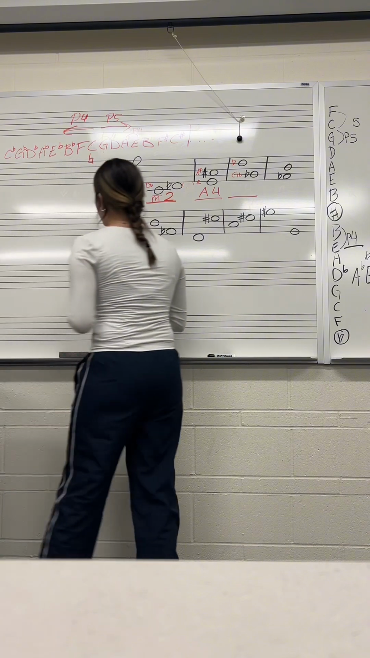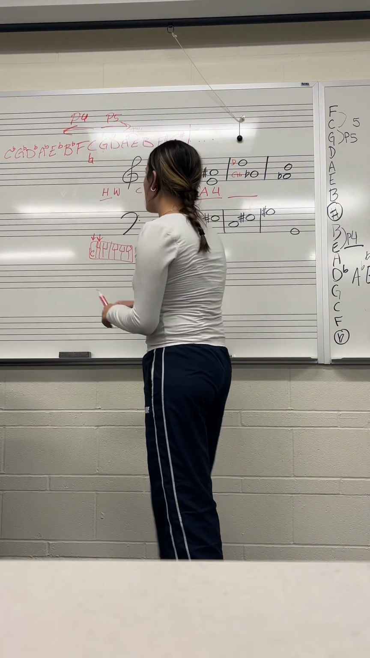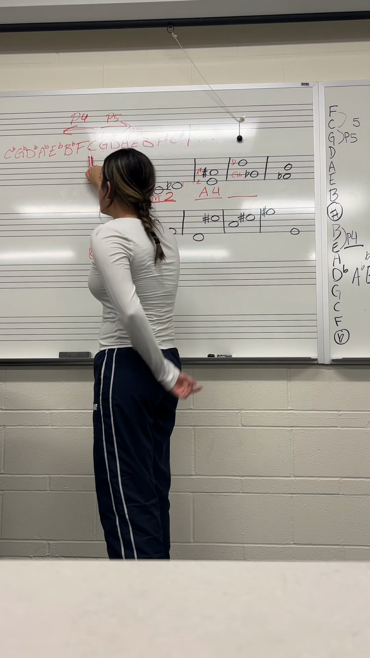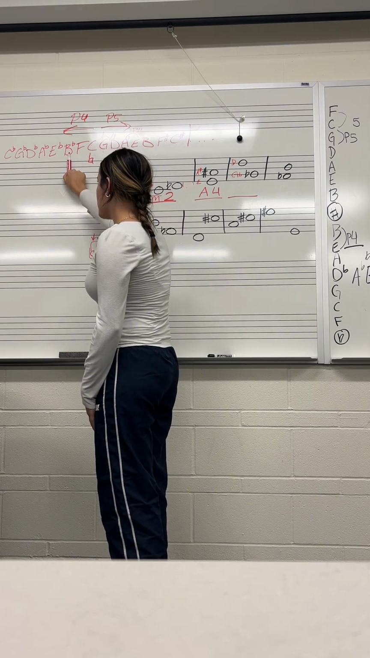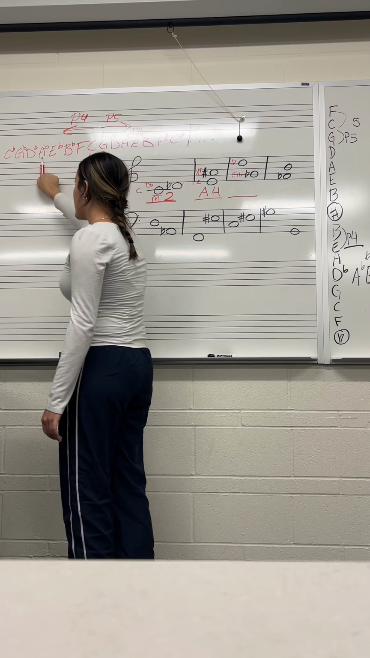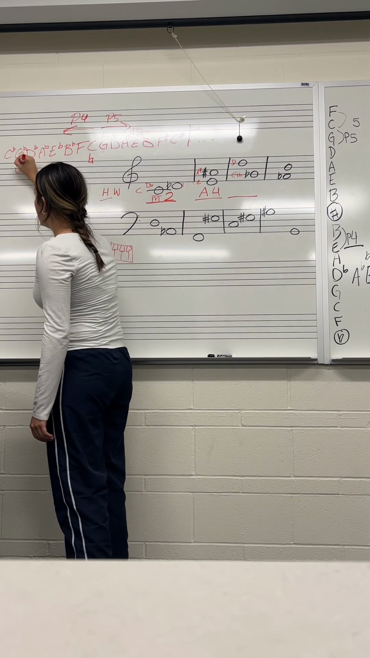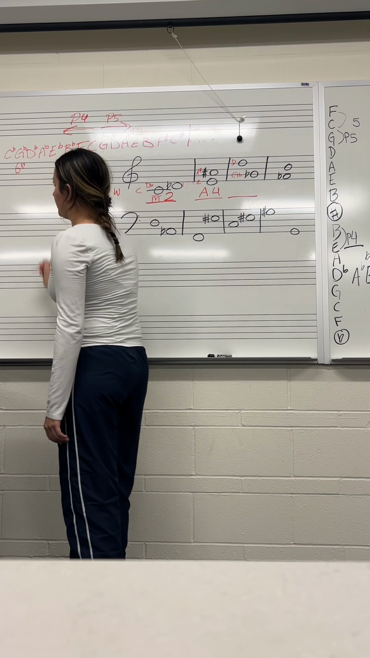Let's figure out how many flats are in this key signature and what those flats are. So we're starting on C: no sharps, no flats. Going to F, 1 flat; B flat, 2; E flat, 3; A flat, 4; D flat, 5. G flat has 6 flats in the key signature.